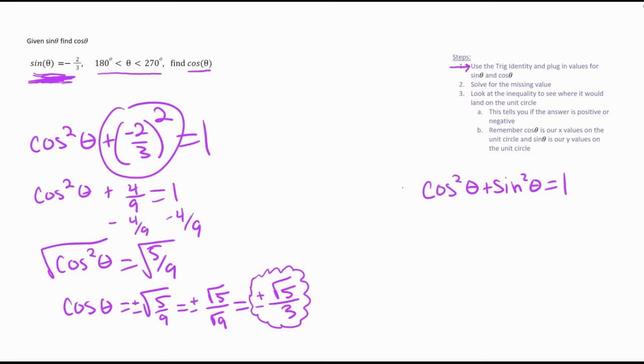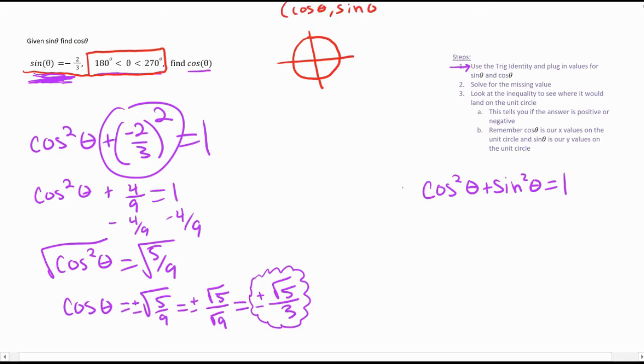And the way that we figure it out is that we are going to use what we are given here. The theta is between 180 and 270, and we're given that sine of theta is equal to negative 2/3. If we think about that on the unit circle here, remember, sine of theta represents our y value on the unit circle. So we're saying that the y value is negative 2/3. So really there's two possibilities that our cosine theta could be, or our x value. It could either be positive or negative.